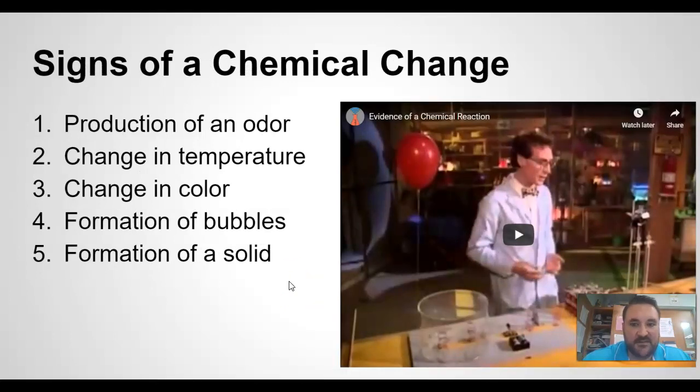These are signs of chemical changes. The first sign is production of an odor. Then you have change in temperature of the substance, formation of bubbles, and formation of a solid that we call a precipitate.